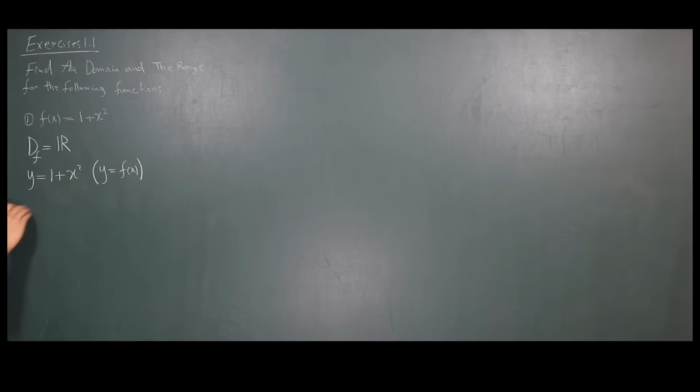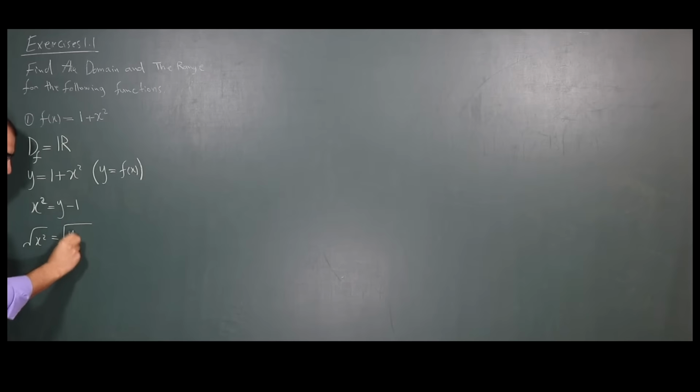Now I need to put the terms that contain x on one side and the other terms on the other side. So I need to move this one to this side and change its sign. That will be y minus 1, and then I need to square, so I'm going to square both sides. X squared, I need to apply the square root to both sides. The result will be y minus 1.